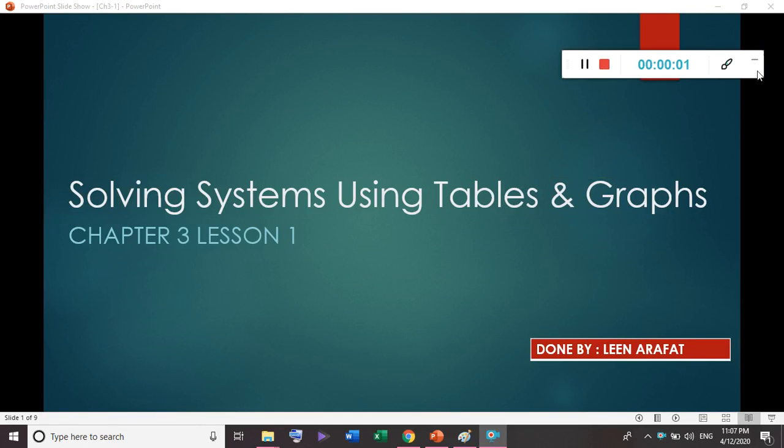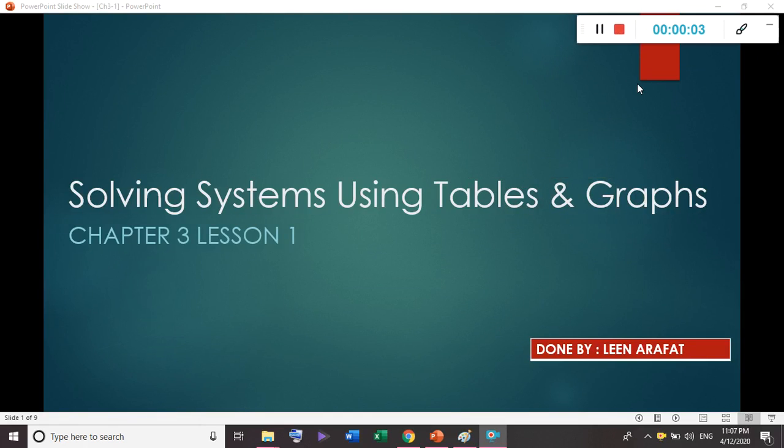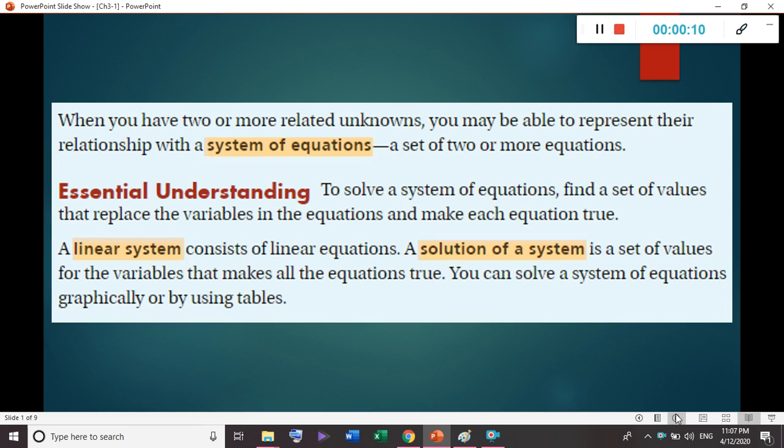Good morning, everyone. Today we're going to start with the first lesson of chapter 3, which talks about solving systems using tables and graphs.